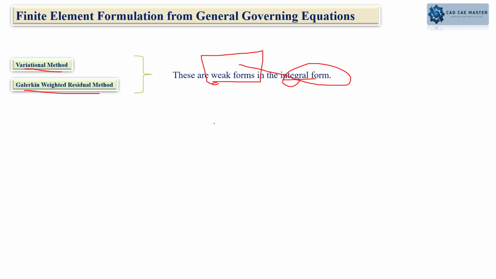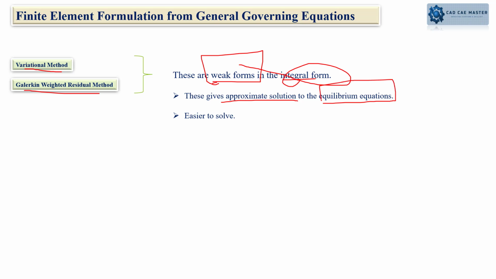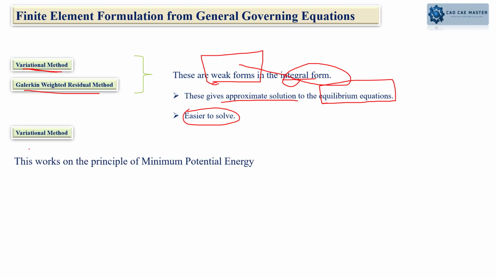So every FEA result you get is not accurate. It's just approximate solutions. Yeah, this is what I have told. These are the approximate solutions for the equilibrium solutions. By using these weak forms, we derive them. The main advantage of this is they are easy to solve. Well, now we'll see with respect to the variational method what exactly is going to happen here.